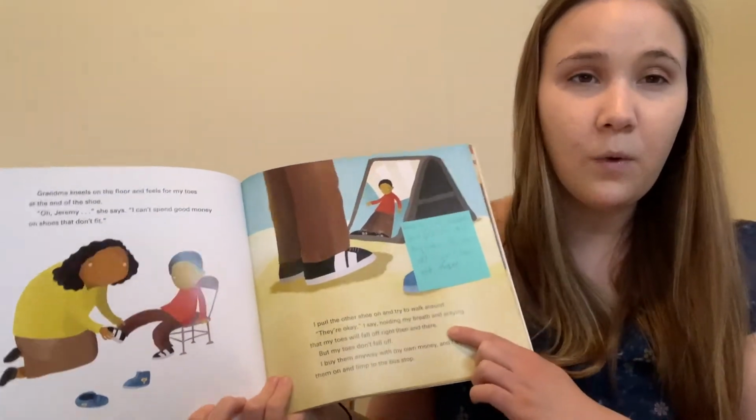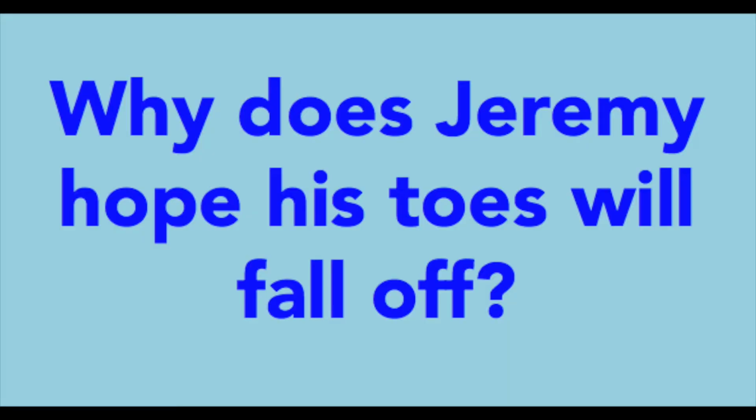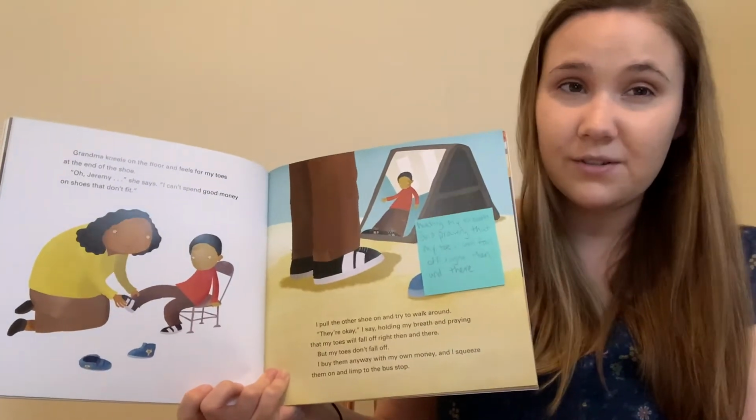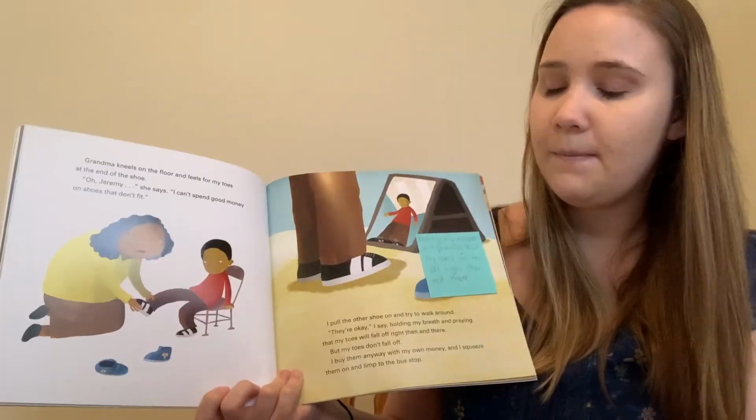Why would Jeremy want his toes to fall off? What does that mean? If you said maybe the shoes are too tight and that he is feeling sad or unhappy, I agree with you.